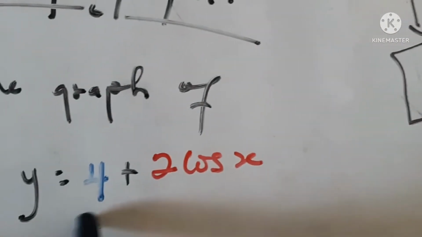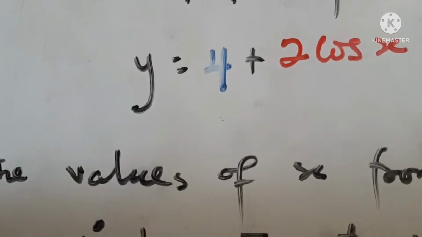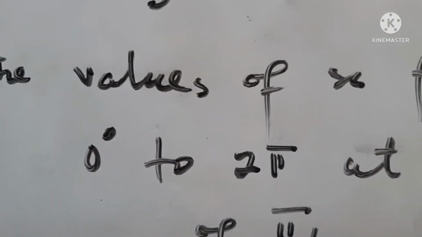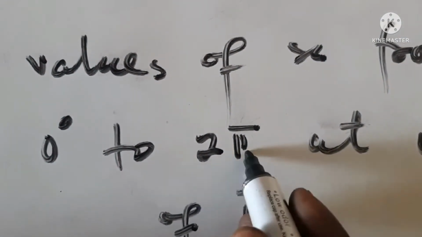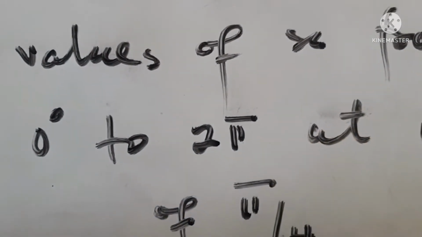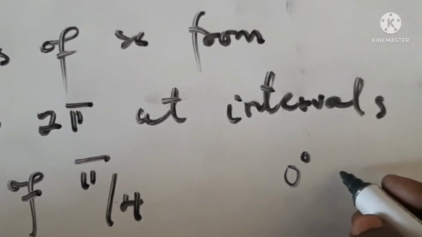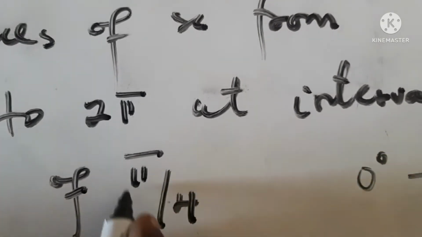So this is our machine that we are going to use, and then we are given the values of x, that is, s from 0 degrees to 2π. Here π is 180, so 2 multiplied by 180 will be 360 degrees. At the interval, meaning that if you start from 0, your next one will be π/4. So we can easily convert this to degrees.